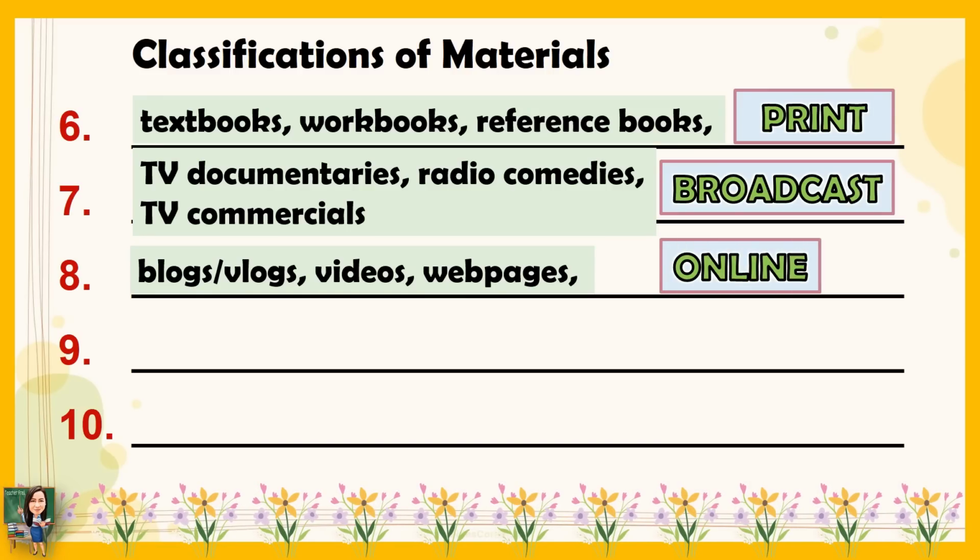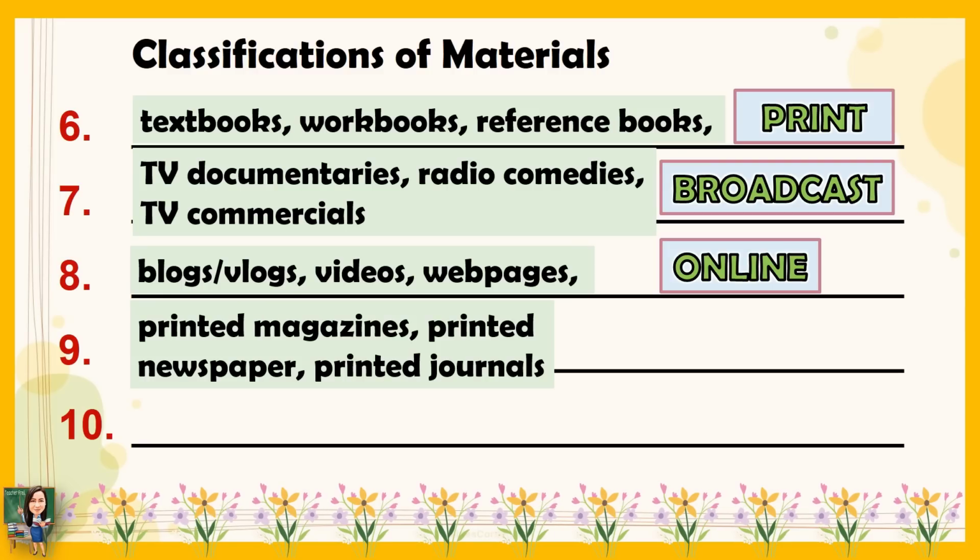Number 9. The remaining are printed magazines, printed newspaper, and printed journals. What kind of material are these? Very good. The kind of material is print material.